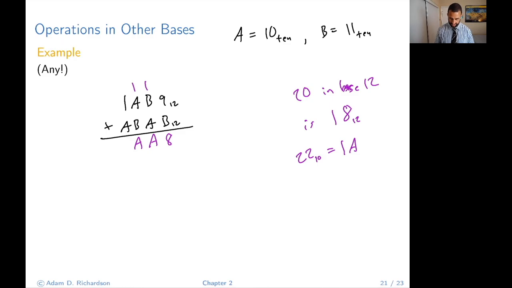All right, next, we're going to have 1 plus A, which is 10 plus 1, which is 11, so it's B. And there it is. There's the answer. BAA8, base 12. And that's how you do it. Easy peasy, right? Maybe not so easy.